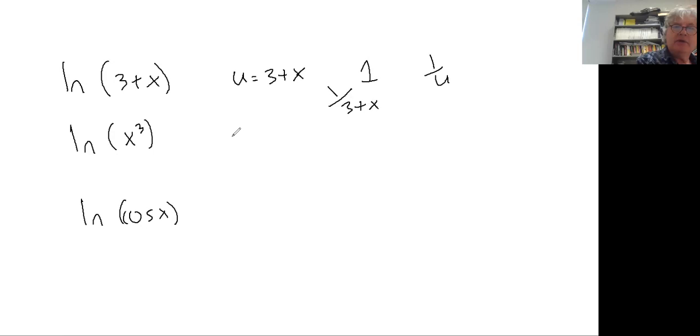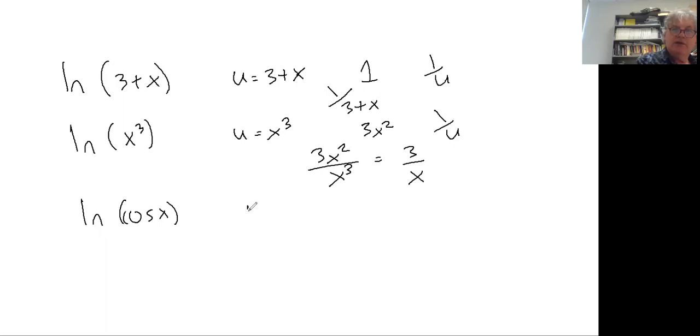For here, we've got u equals x cubed. So its derivative is 3x squared. And again, the derivative of ln of u is 1 over u. So here, the derivative is 3x squared divided by u, which is x cubed, and that's just 3 on x.